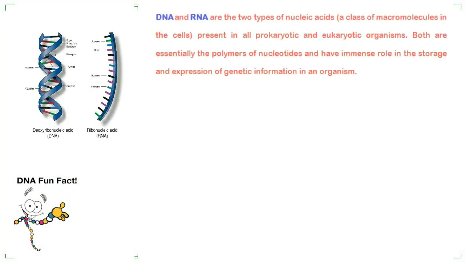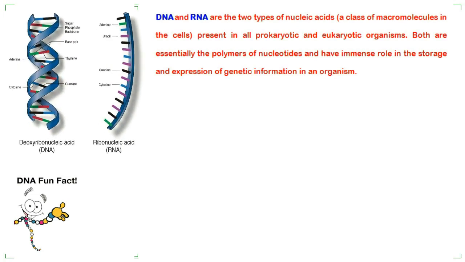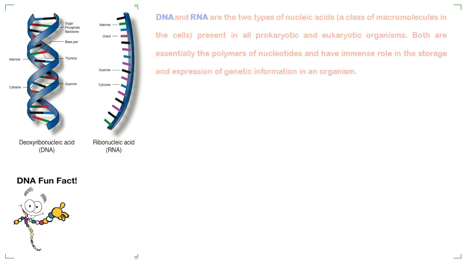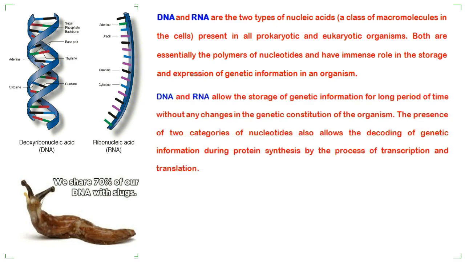DNA and RNA are the two types of nucleic acids, a class of macromolecules in the cells, present in all prokaryotic and eukaryotic organisms. Both are essentially the polymers of nucleotides, and have immense role in the storage and expression of genetic information. In an organism, DNA and RNA allow the storage of genetic information for a long period of time without any changes in the genetic constitution of the organism.